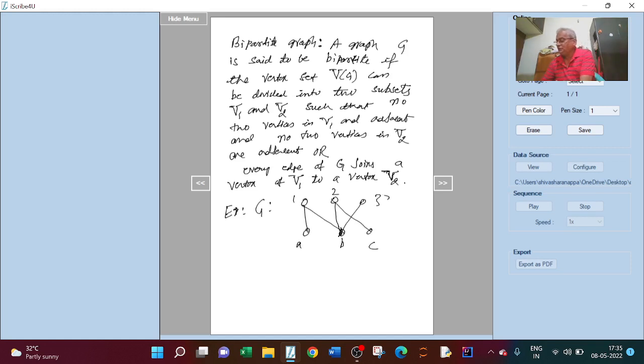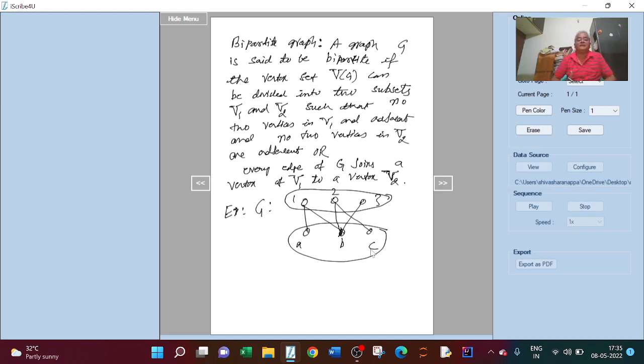So here this is one set V1 and this is another set V2. We have divided the vertex set into two subsets such that no two vertices in V1 are adjacent and no two vertices in V2 are adjacent. That is, if there is an edge, it must join a vertex of V1 to a vertex of V2. We say that this is a bipartite graph.